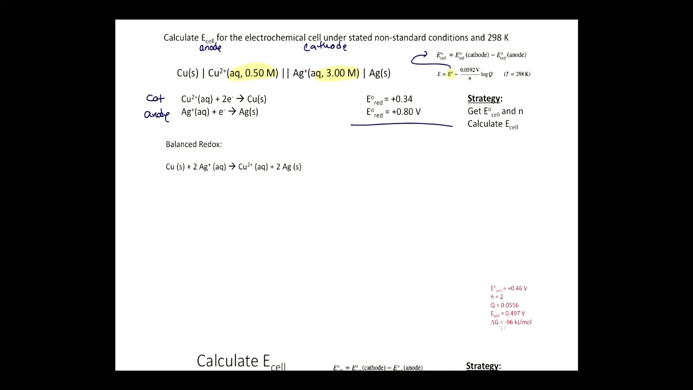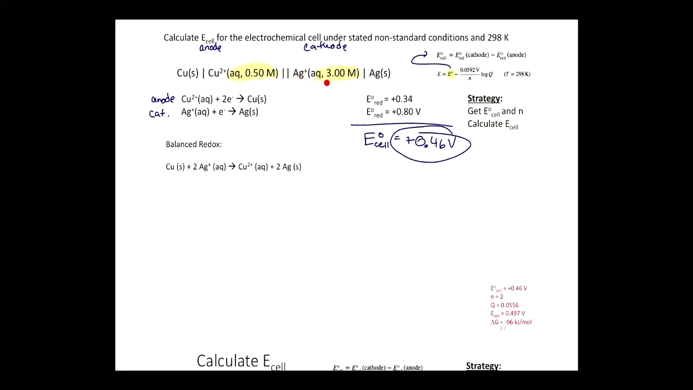So, oh no, I messed up. No, it's not. Copper is my anode. Anode, there we go. Copper is my anode, silver is my cathode. So that means it's going to be 0.8 minus 0.34. So I think my overall cell potential, if we were at standard conditions, would be positive 0.46 volts. But we are not at standard conditions.